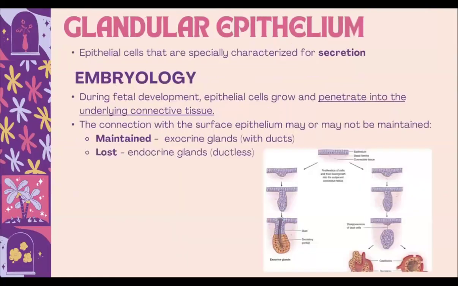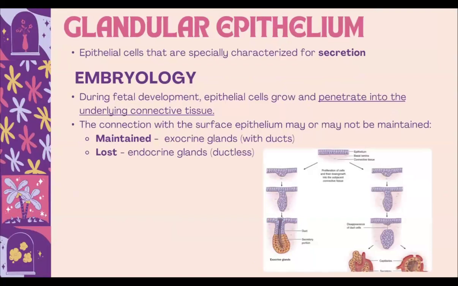So that's ciliary axoneme done. Then we come into glandular epithelium. As I mentioned, we have cuboidal and columnar cells, and these are more involved in glands. Essentially, these cells are specially characterized for secretion, so they're going to release things.